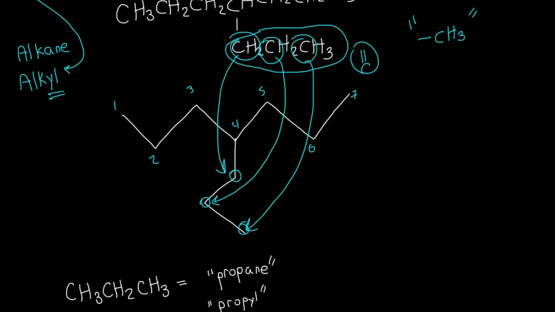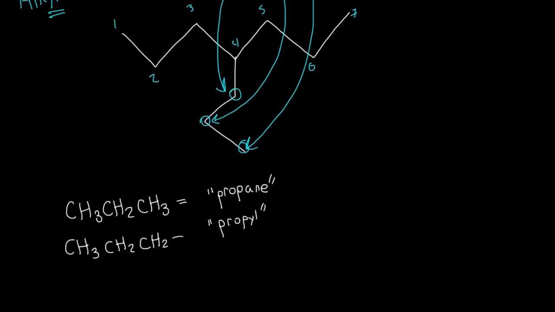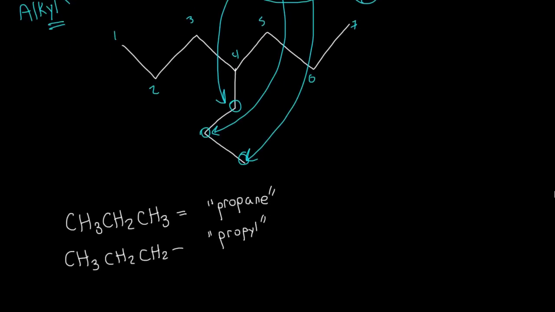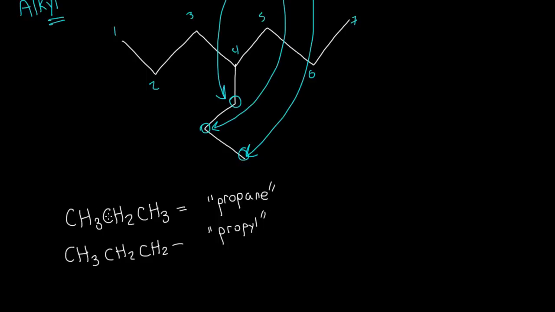So what do we know? We know that we have 3 carbons in that branch. We have CH3, CH2, CH3, 3 carbons. So let's just write 3 carbons. We know that the name associated with that standalone structure is propane. So propane is the name associated with 3 carbons.